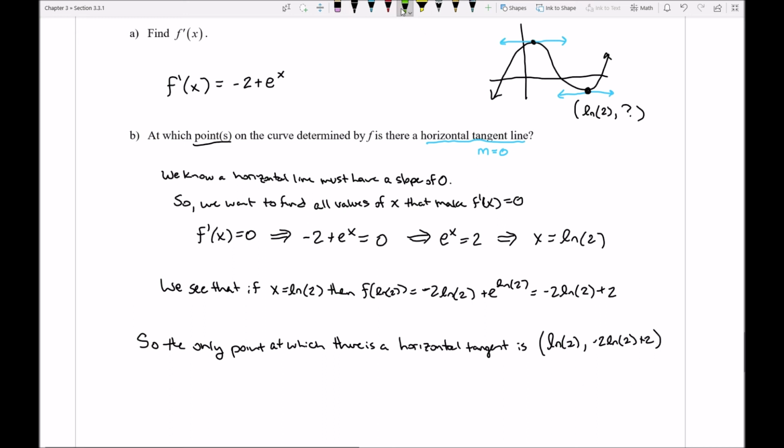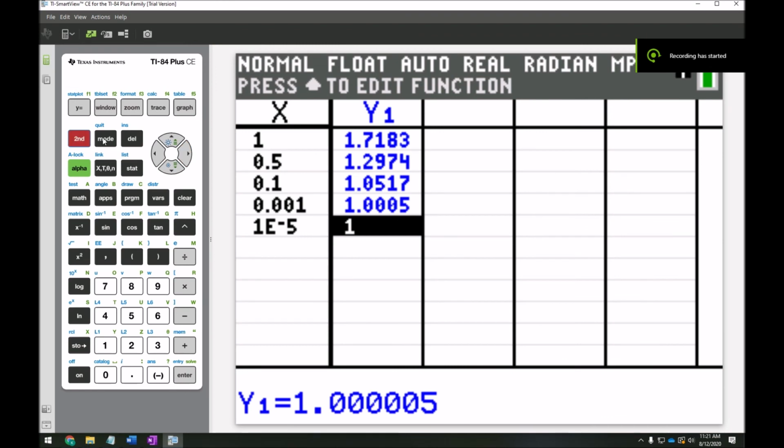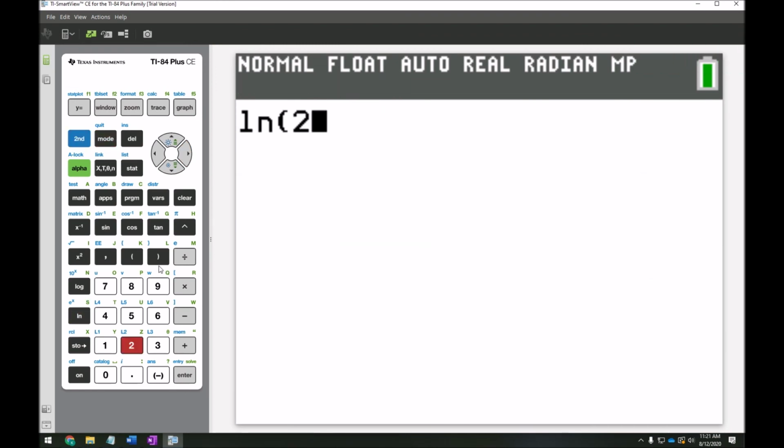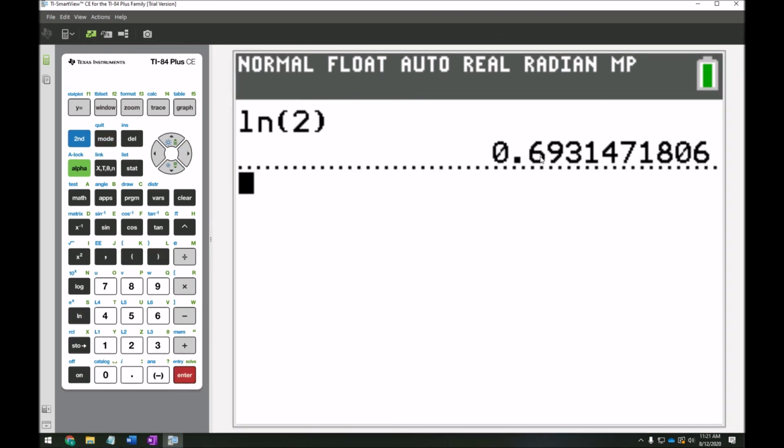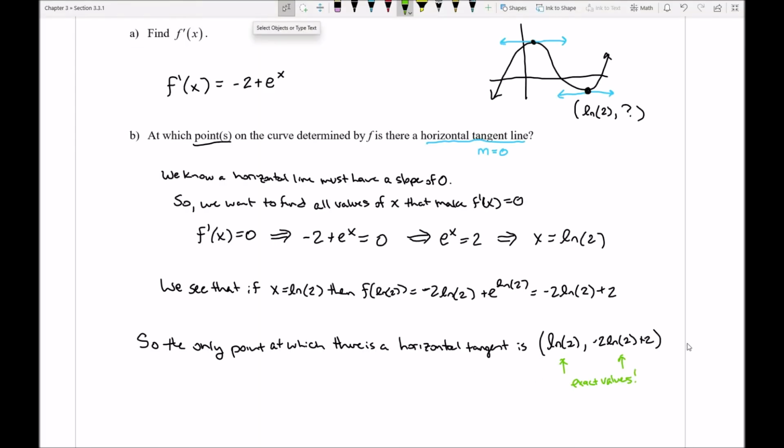Again, keep in mind that these values are exact values, and I'm always going to require that we write things as exact values. You would not want to go to your calculator and type in something like natural log of 2 and then write down 0.693. That is not exact, that's rounded, and so that would not be okay. So it's very important to make sure that we're always leaving values as exact values. But that completely wraps up part B of our question.